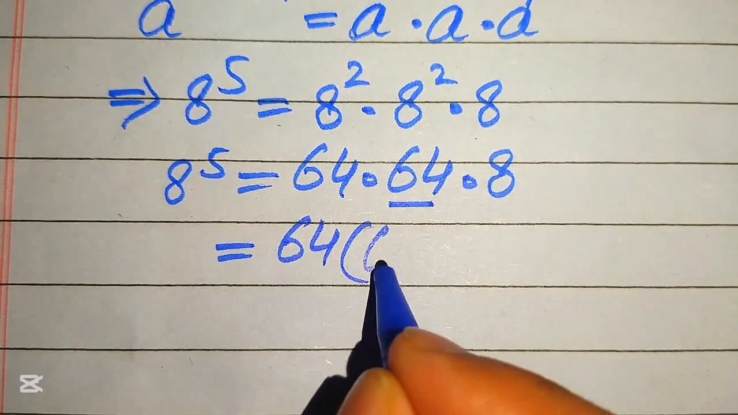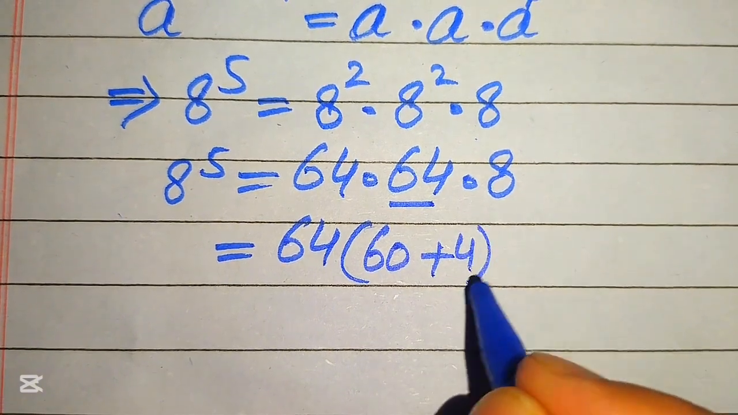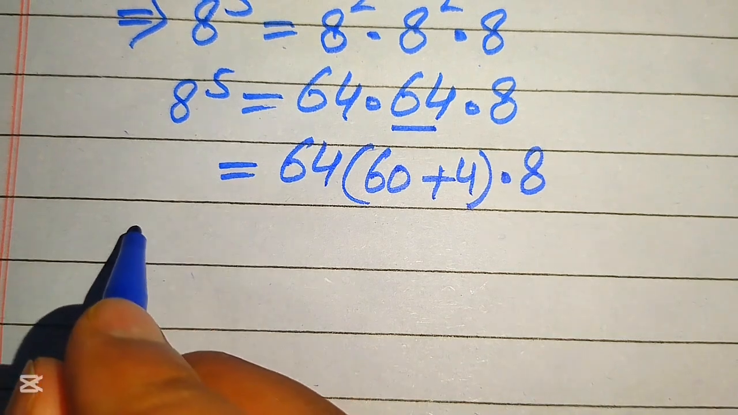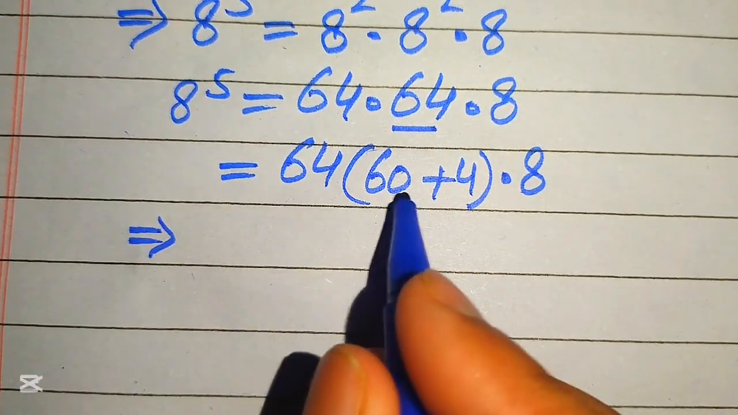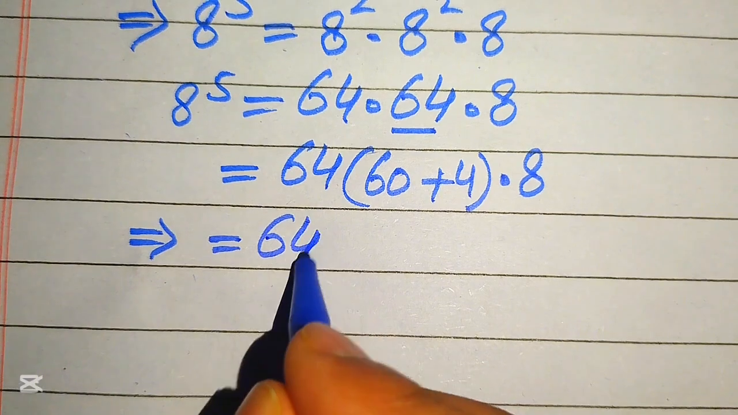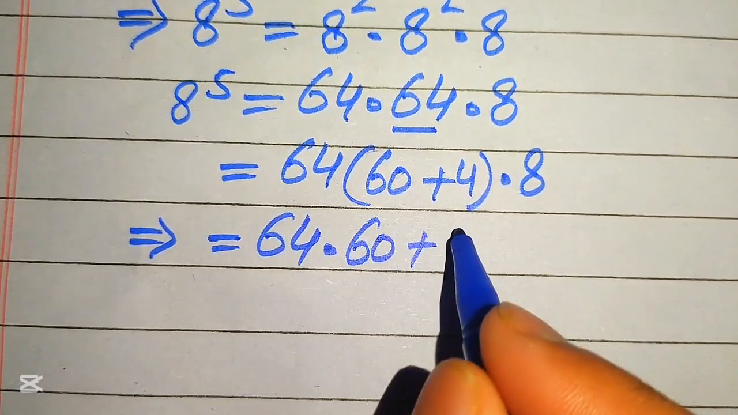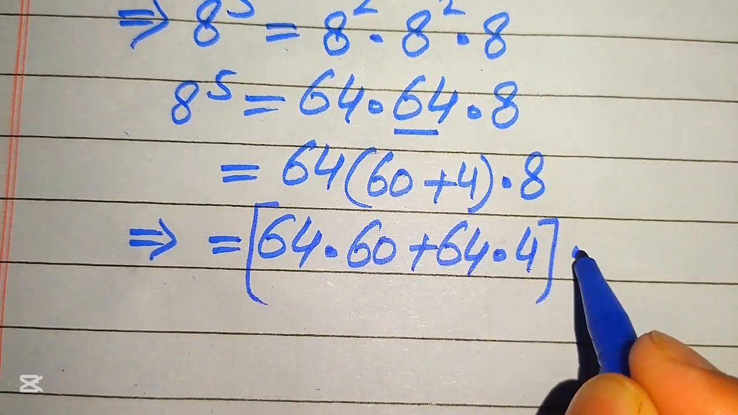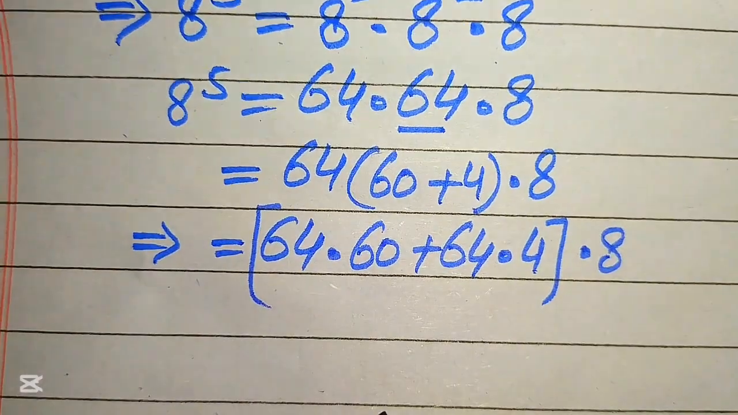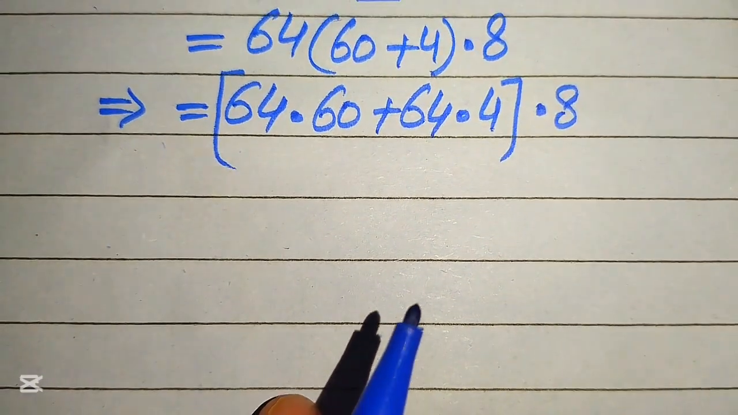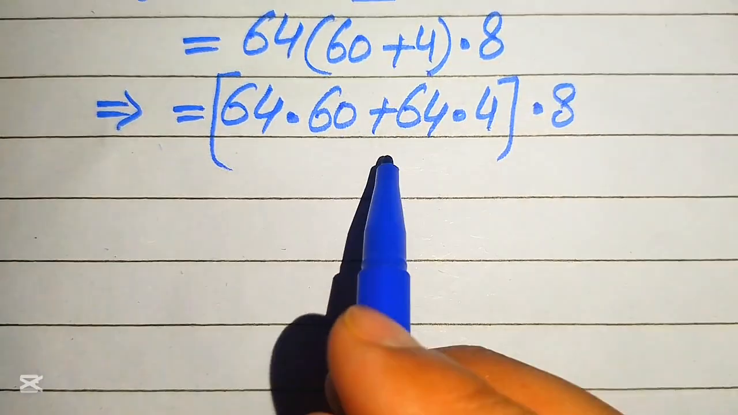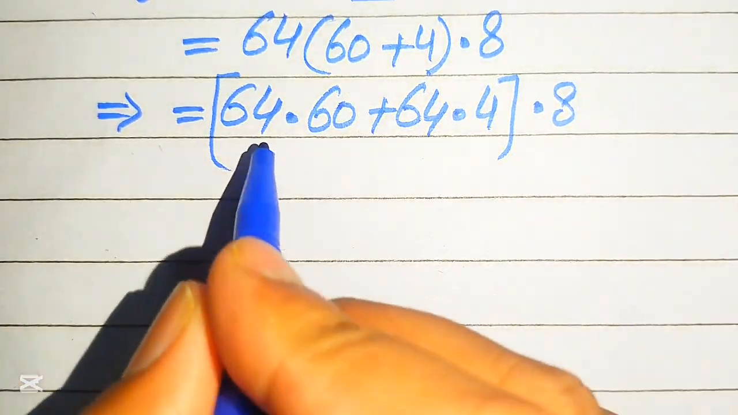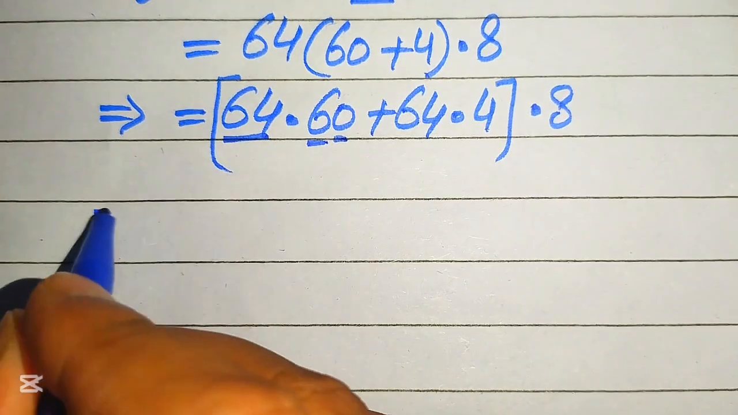Now we break this 64 as 60 plus 4, and multiply the 64 with these two numbers. It will be written as 64 multiplied by 60 plus 64 multiplied by 4, and at the last we multiply our resulting answer with this 8. Our first aim is to multiply these two bigger numbers, and here I can introduce a nice, smart method of multiplication. First we consider this a one digit number and this a two digit number.